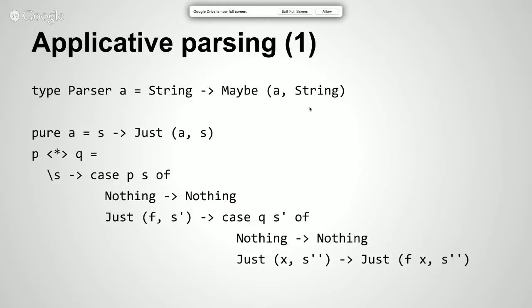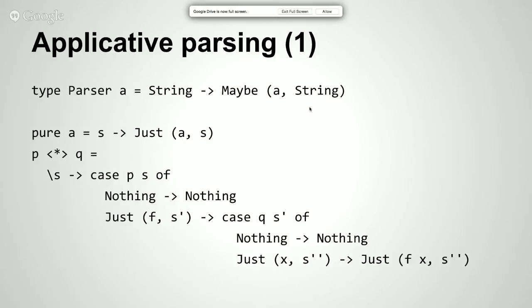And P snowflake Q is the parser that first applies P to the string that you give it. If it's a nothing, then the parsing failed and it's done. And if there's a something, a just, then it gets a function F, you can think of that as sort of the continuation, and an S prime. And then it takes the second parser, so it's combining parsers.